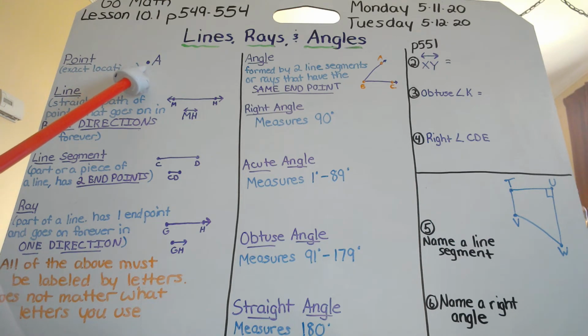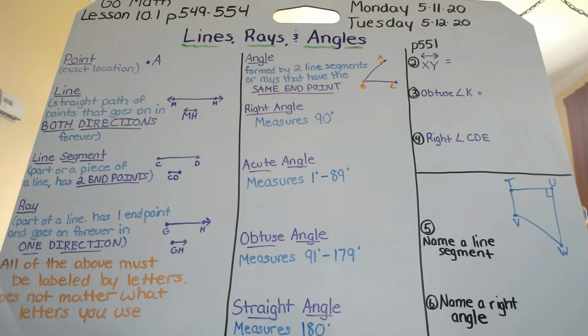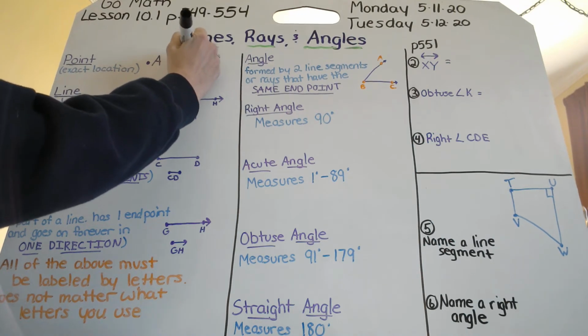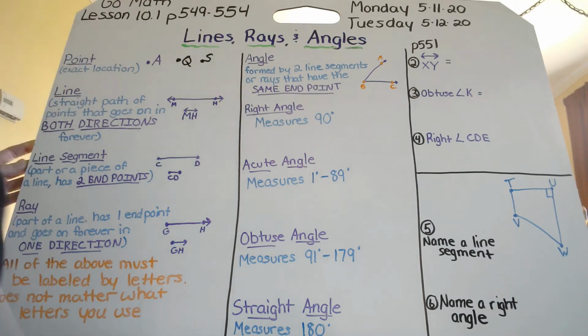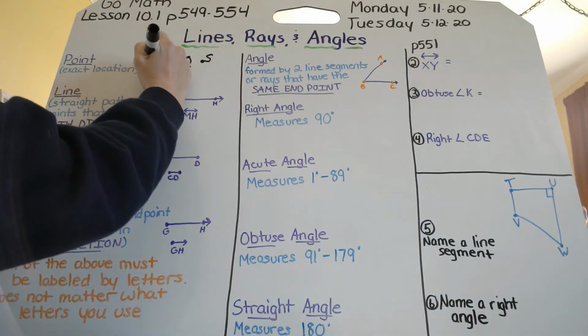And this is how it's labeled. It's labeled with a dot or something that looks like a period. The example that I have right here would be point A. I could do point Q if I wanted. I could do point S if I wanted. So any letter can be a point. But the trick here is that a point only has a one-letter name, and you say exactly what it's called.